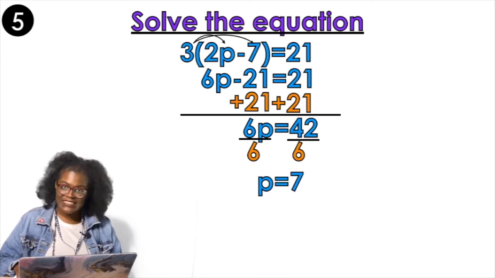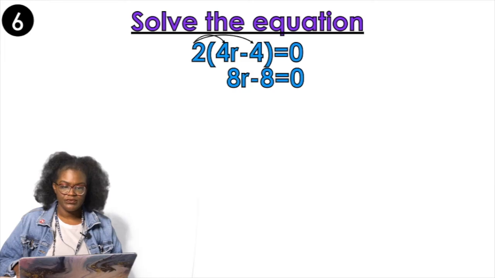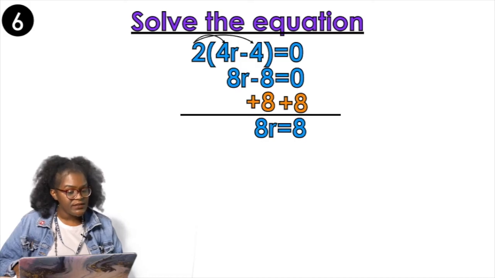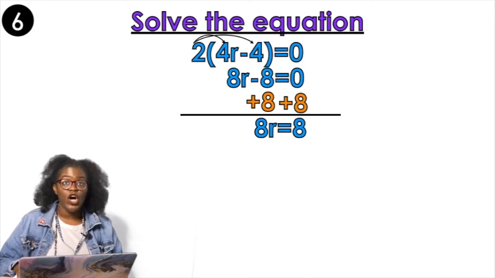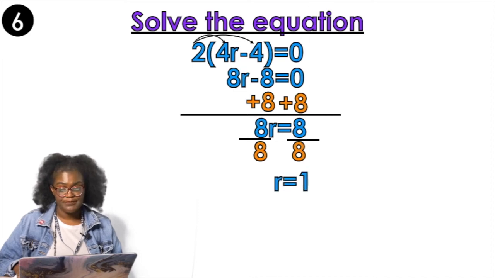Yes, yes! Okay. Let's distribute that 2. Oh, that was quick. 8r minus 8. Get rid of the constant. Plus 8, plus 8. But we have a 0. What am I supposed to do with a 0, Miss Brunat? 0 is a number too. 0 plus 8 is what? 8. And then get rid of the 8 in front of the r to get r by itself. So I'm going to get r equals positive 1. That was a lot of distributing.